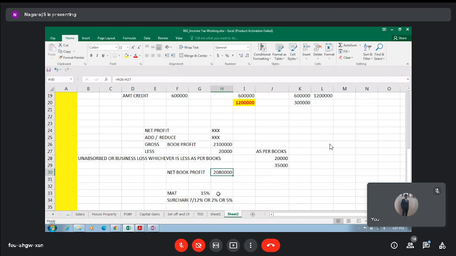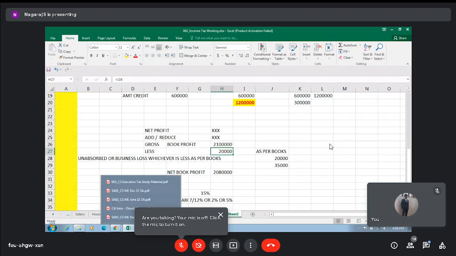On this you need to pay 15% MAT, and add surcharge depending on your book profit. If the book profit exceeds 1 crore but does not exceed 10 crores, 7%. If it exceeds 10 crores, 12%. Then on the total of 15% plus surcharge, you add 4% cess. Yes, on this, after adjusting this. That part I will show you.